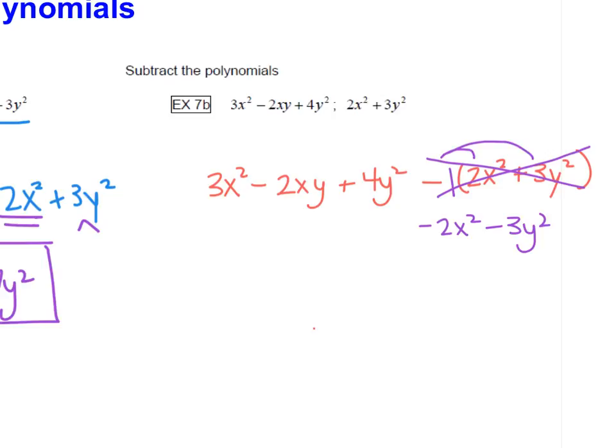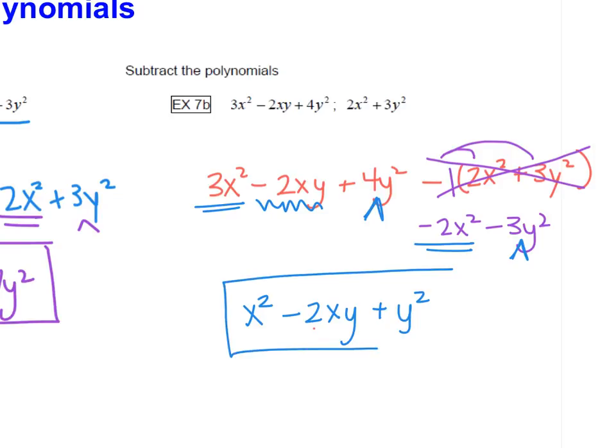Okay, so here we have 3x squared minus 2x squared gives you a positive 1x squared. All right, we have this minus 2xy, and there's no other xy's to combine with it, so that just comes down, minus 2xy. And then you have 4y squared minus a 3y squared. 4 minus 3 is 1, and it's positive, so plus 1y squared. And that's our answer from subtracting our polynomials.